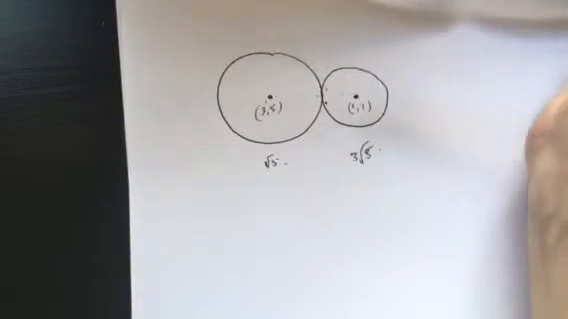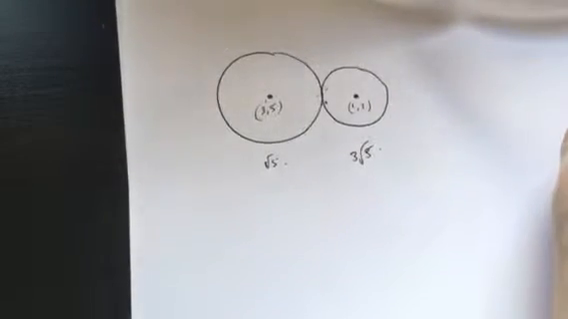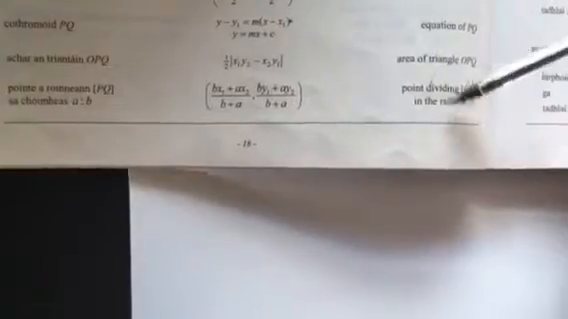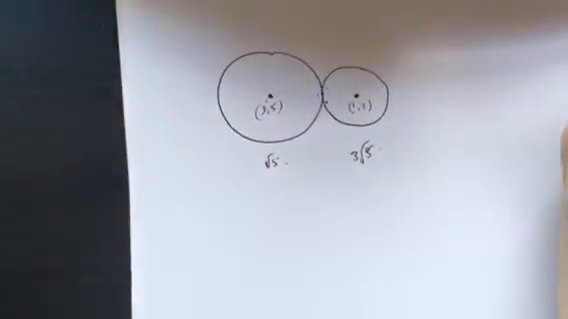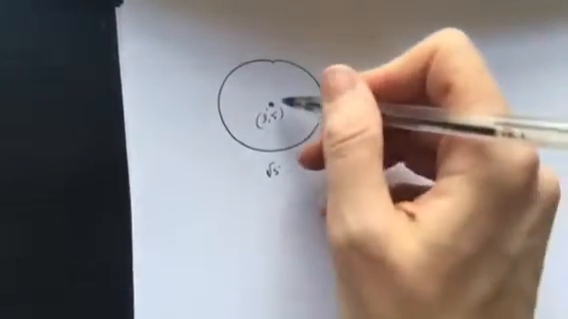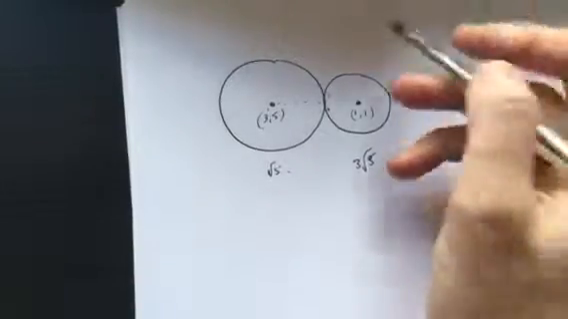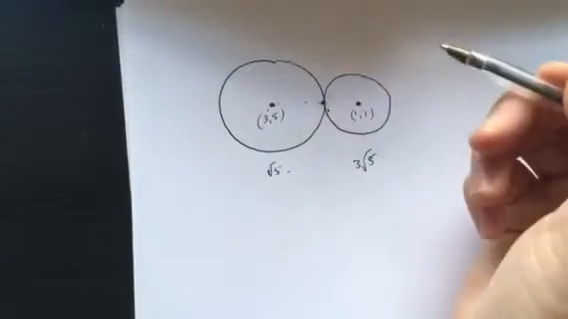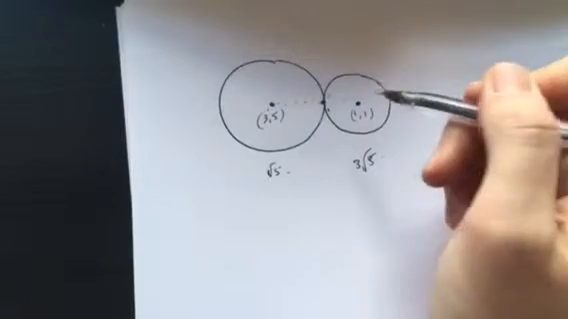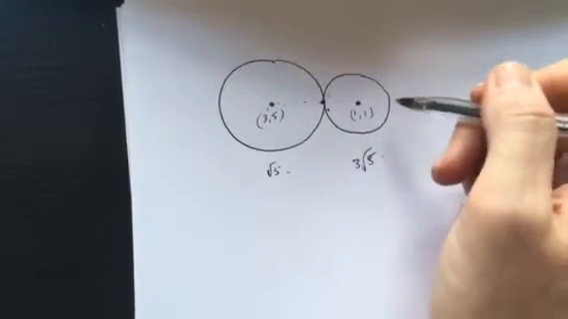Area of a triangle, no. Dividing a line segment into a given ratio. Now that also could be helpful. Maybe, so I'm looking at so far the distance formula from junior cert, maybe dividing a line into a given ratio, because I do know what ratio they're in. You know, it's root 5 is to 3 root 5. But again, that would only allow me to find that point. I'm trying to figure out if the circles touch internally or externally.